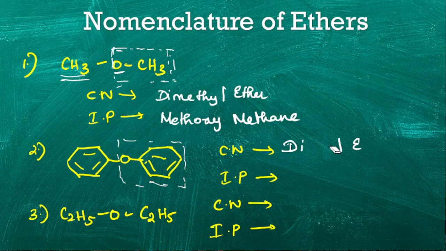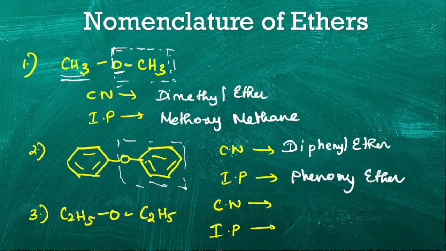IUPAC name. How will the IUPAC name come? Phenoxy. The phenoxy ether. So these two become phenoxy and this is ether. Okay, phenoxy ether or phenoxybenzene. Benzene is there separately. So phenoxybenzene.